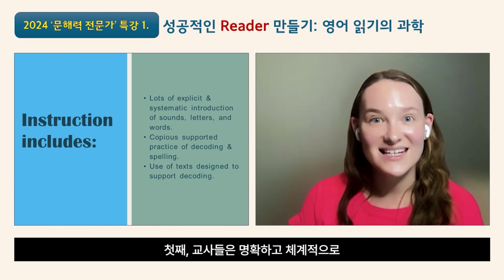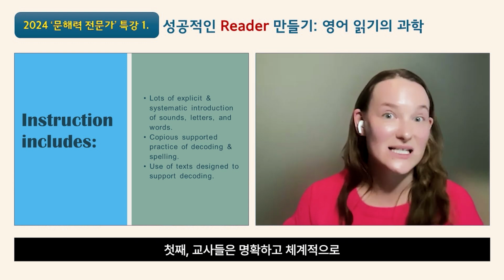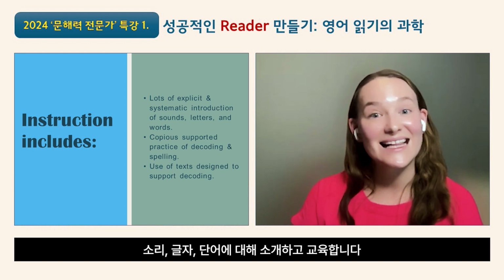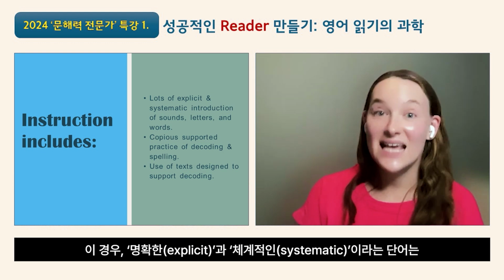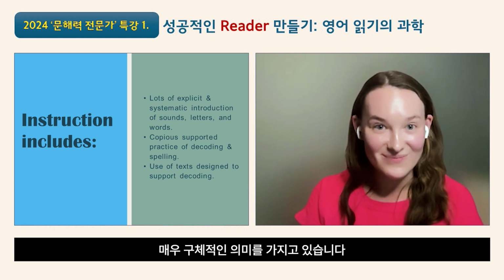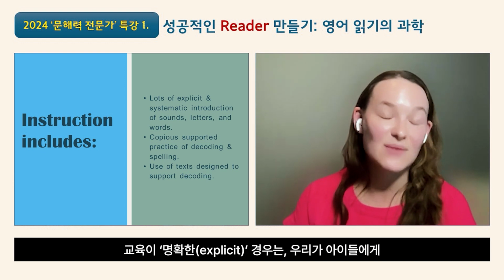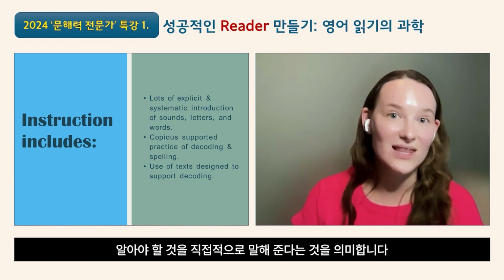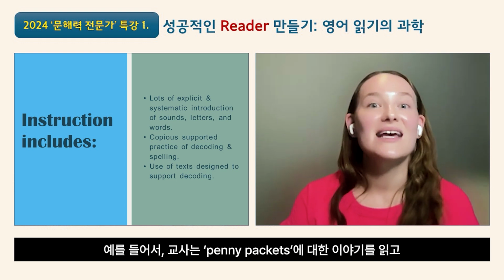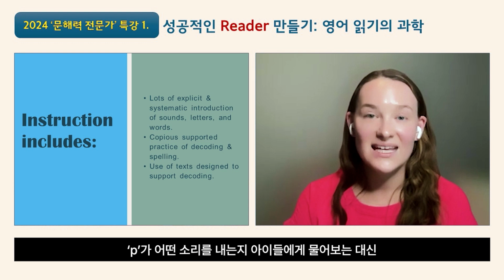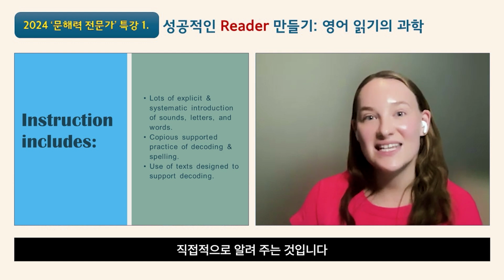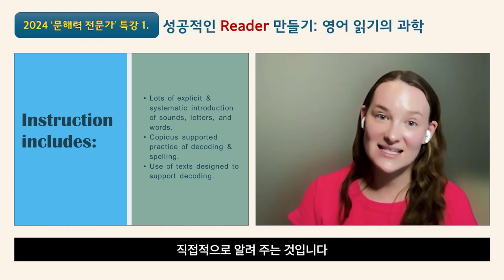First, teachers provide lots of explicit, systematic instruction and introductions to sound, letters, and words. In this case, the words explicit and systematic have very specific meaning. When instruction is explicit, it means that we're directly telling children what they need to know. For example, a teacher might tell her students, "P spells the sound," instead of reading a story about penny pockets and asking children what sound they think P makes.